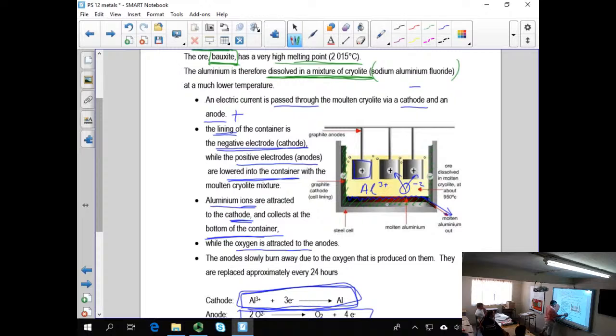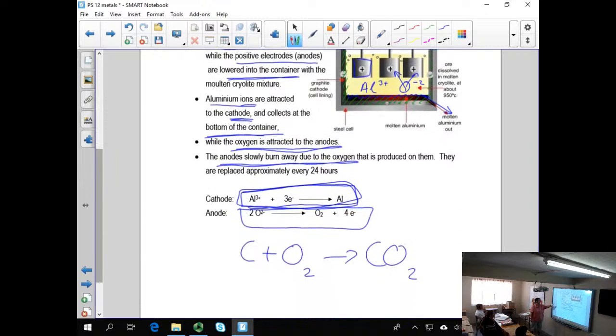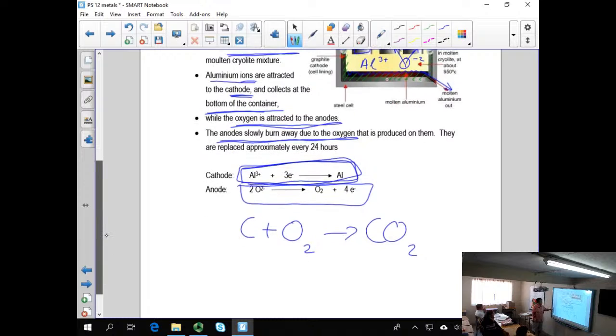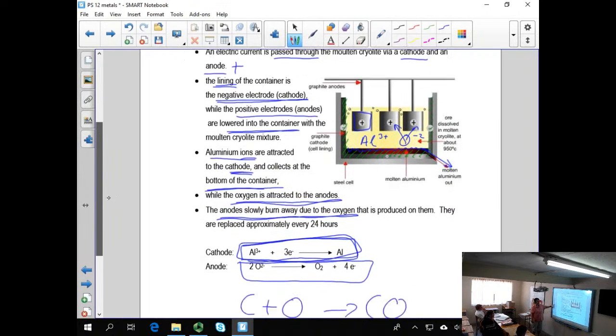The oxygen is attracted to the anodes because the oxygen ions are negative. When they make contact with the anode, they will give off their electrons and they will form oxygen. And the anodes will slowly but surely burn away with the oxygen that is produced during this process. And they say it's replaced more or less every 24 hours. All right. That is the extraction of aluminium.